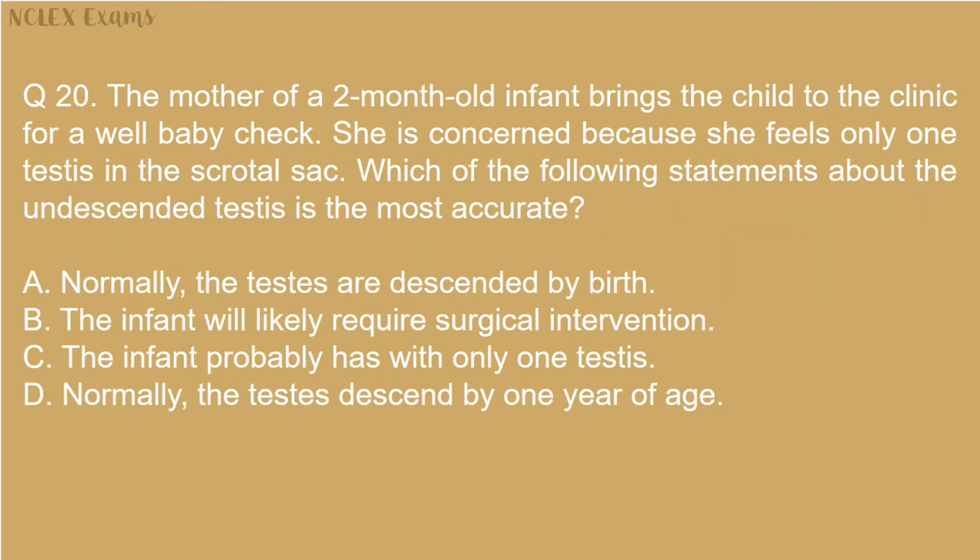Question 20. The mother of a 2-month-old infant brings the child to the clinic for a well baby check. She is concerned because she feels only one testis in the scrotal sac. Which of the following statements about the undescended testis is the most accurate? A. Normally, the testes are descended by birth. B. The infant will likely require surgical intervention. C. The infant probably has only one testis. D. Normally, the testes descend by 1 year of age.